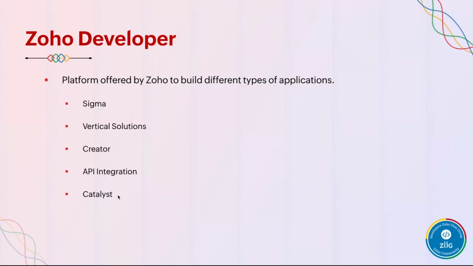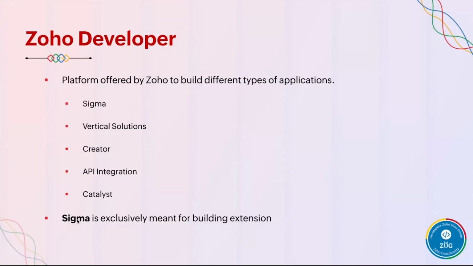Since our focus in this series is going to be building extensions for different Zoho products, the Sigma platform, which is available inside Zoho Developer, is exclusively meant for building extensions. So that's the platform that we'll be exploring across these 10 sessions.